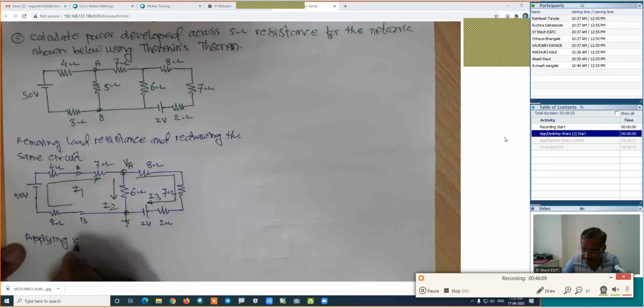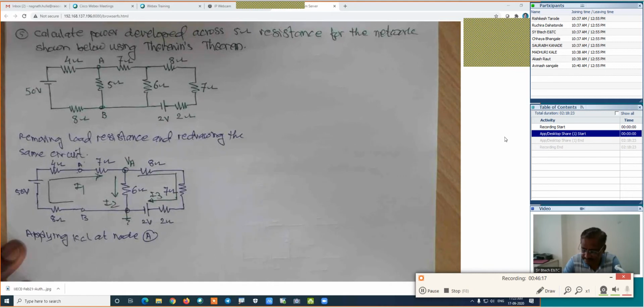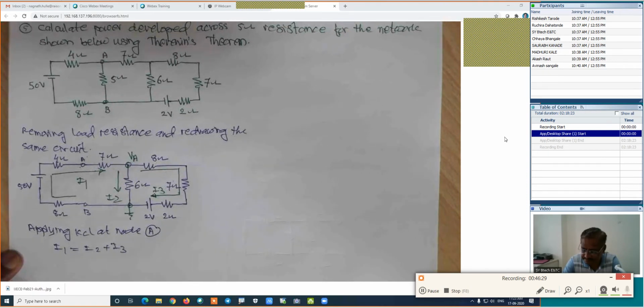Applying KCL at node A. If we are applying the KCL, or Kirchhoff's current law, at the node A, how is the KCL? This is incoming, outgoing, outgoing. This equation will be I1 is equal to I2 plus I3. How much is the I1? How is the I1? This is 0.